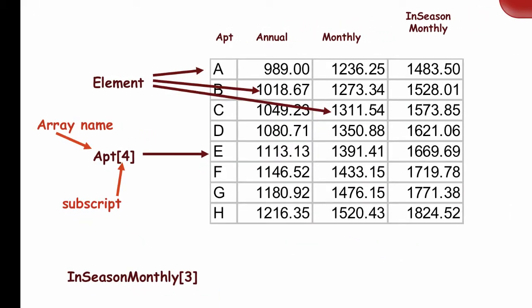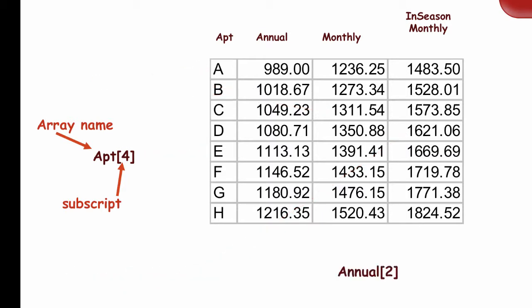In fact, let's practice that. See if you can locate in-season monthly 3. In-season monthly 3. It's right there. Okay? You begin to understand how this works. All right, let's try another one. How about annual 2? Can you locate annual 2? It's right there. All right, what about monthly array, position 6, or subscript 6?